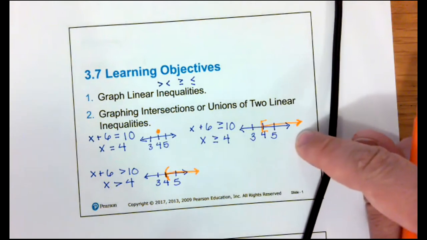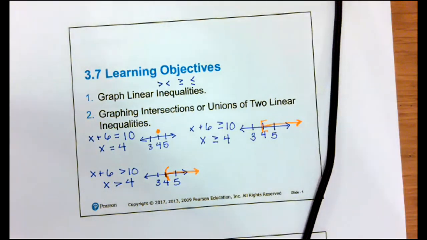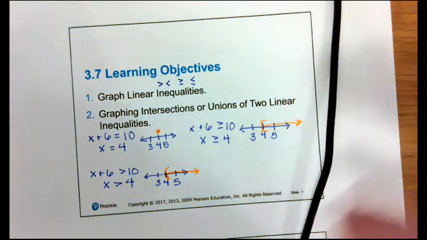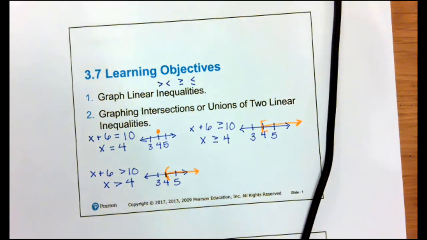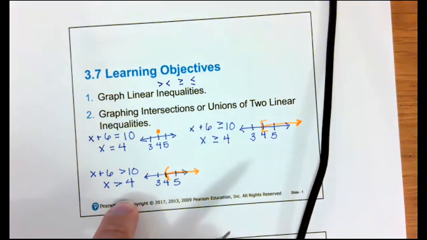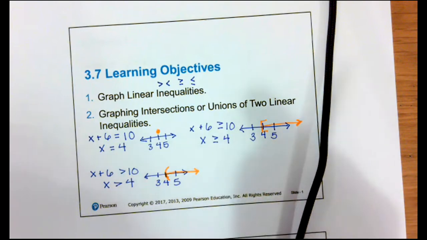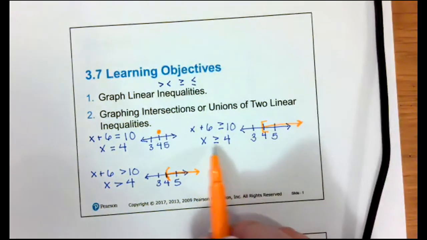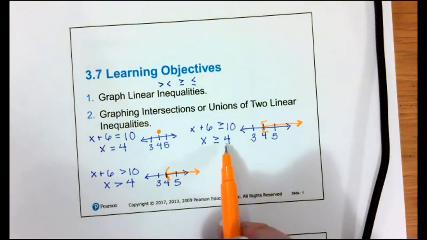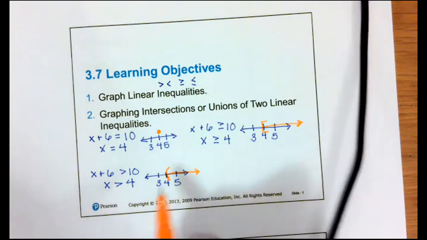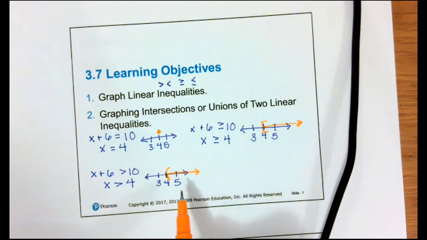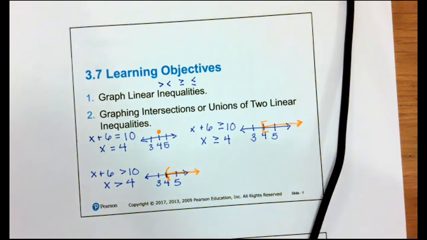So the solution of an inequality, which is what we're graphing, is a set of infinite number of solutions, right? Here, 4 is not in the solution set. Here, 4 is in the solution set, right? This is any value greater than 4, including 4. This is any value greater than 4, not including 4, right?